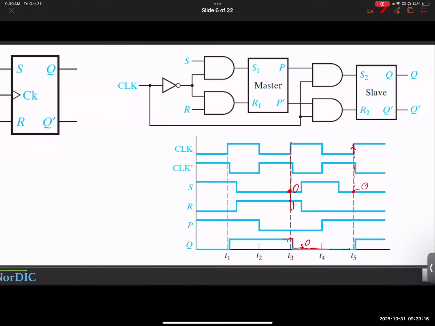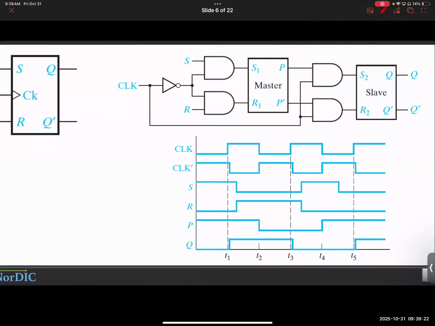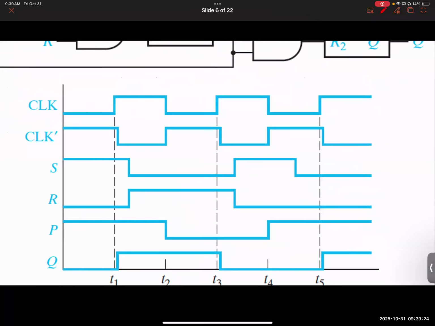Next, at the next rising edge, it looks at the set and reset again. Now set is 0, reset is 0, right? Do you see my point here? Does that make sense, folks? Okay. So at every clock edge, you look at the data and you change your state accordingly.